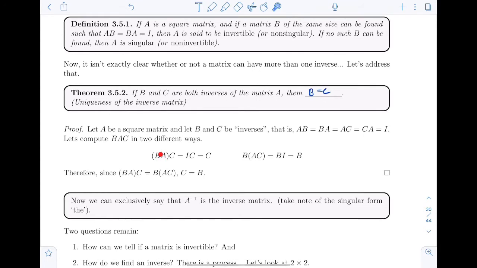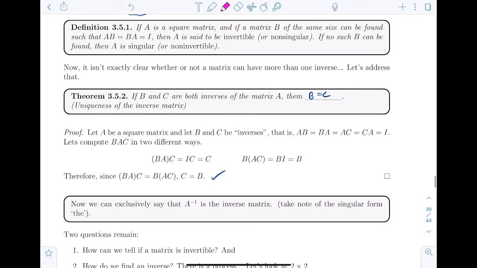Well, BA is the identity, so BAC is IC, which is C. And A times C is the identity, so B times the identity is B. So when I compute it this way, it's C. When I compute it this way, it's B. And since those two things are equal, it means that B equals C. So we are done with the proof. And so we know that if there is an inverse, then there is only one matrix. And so we will shift to the notation that is A inverse.